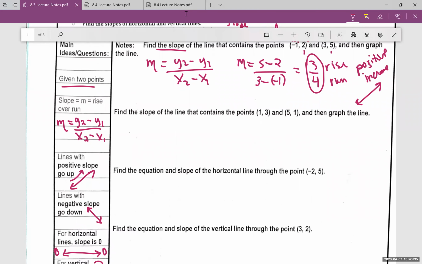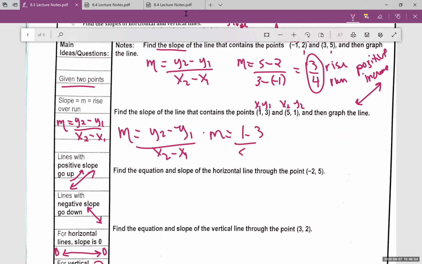Now let's find slope here. x1, y1, x2, y2. Okay, so slope is y2 minus y1 over x2 minus x1. Okay, so let me substitute my values. 1 minus 3 over 5 minus 1. Negative 2 over 4. Simplify that to negative 1 over 2. So this slope is negative. This line could be said decreasing. And it looks more like this, like you're going down the mountain.